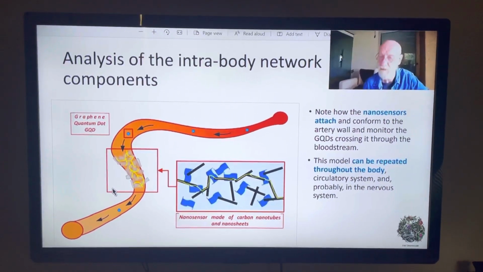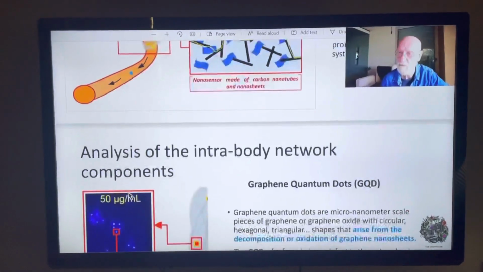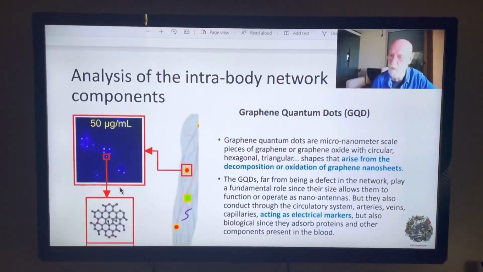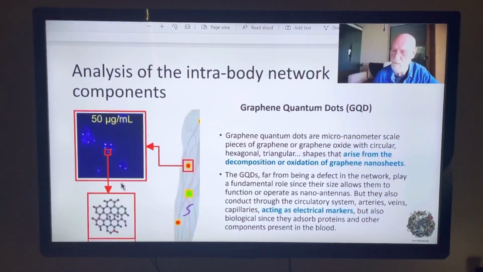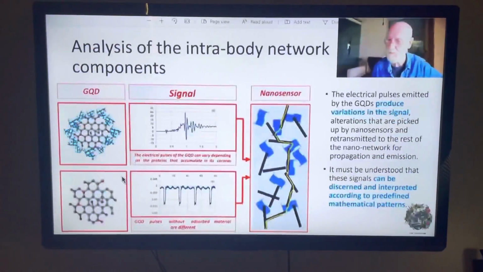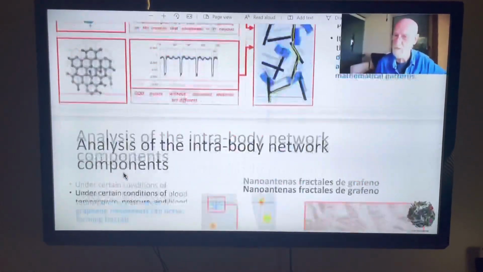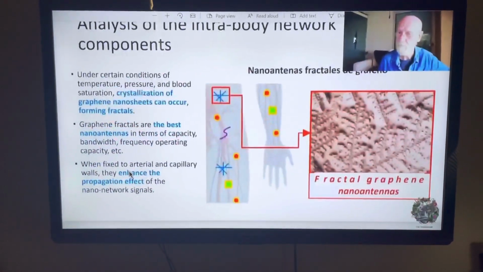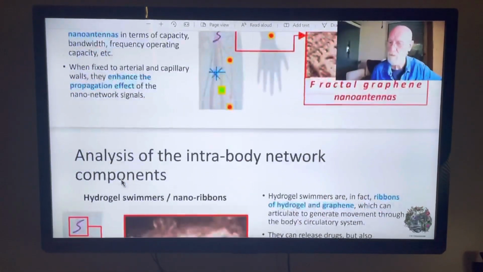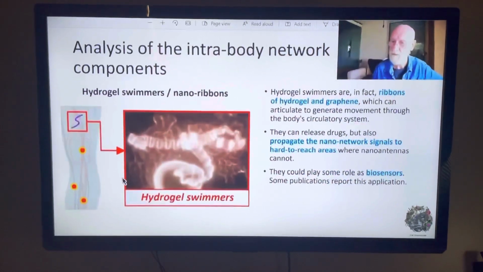Analysis of the body nano-network components. Analysis of the intra-body network components. Nanosensor made of carbon nanotubes and nanosheets. Graphene nanosheets, carbon nanotubes. Graphene quantum dots. Signal nanosensors.